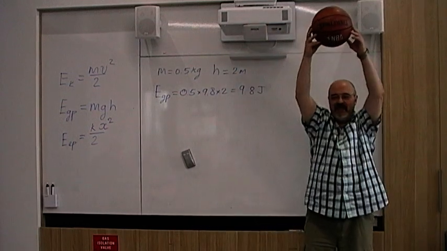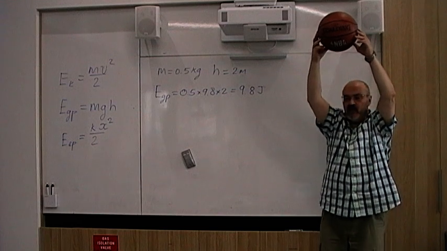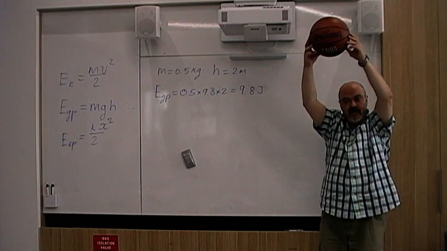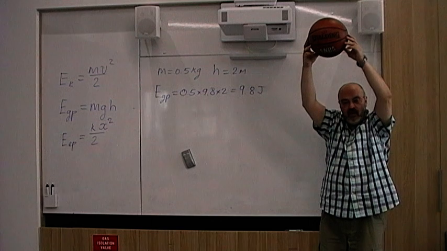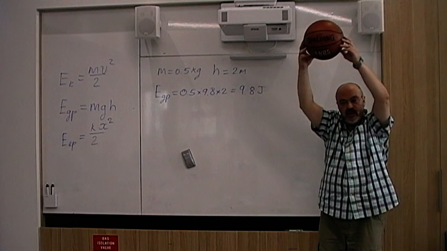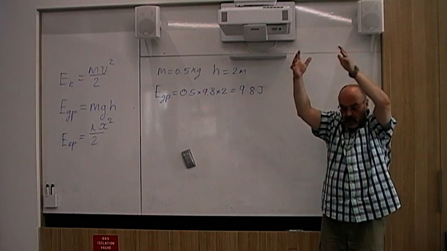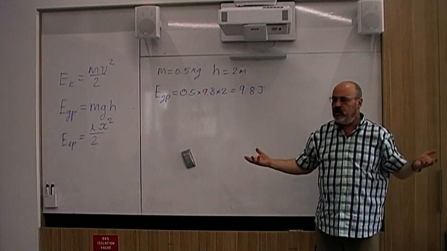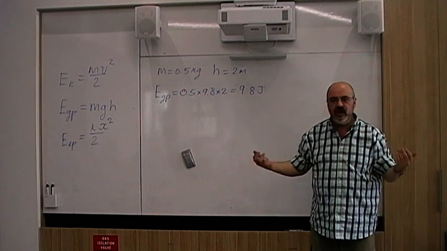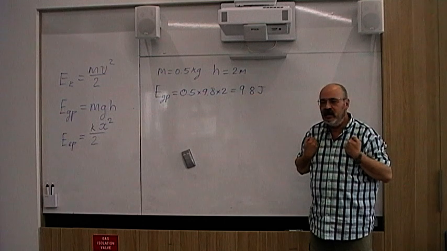At 2 meters, it has 9.8 joules. When I release it and it hits the floor, what will be its gravitational potential energy? 0. But the energy will not disappear. What happens with this energy? It goes to the ground.